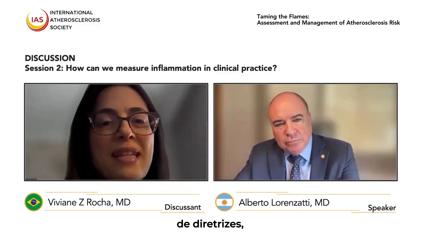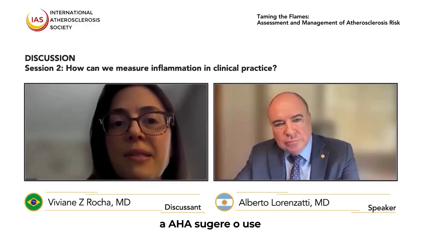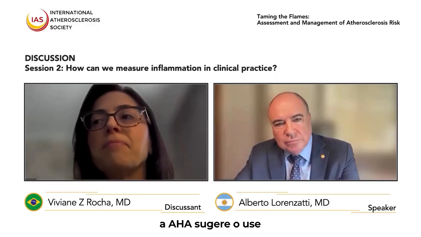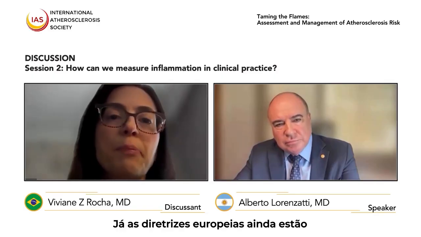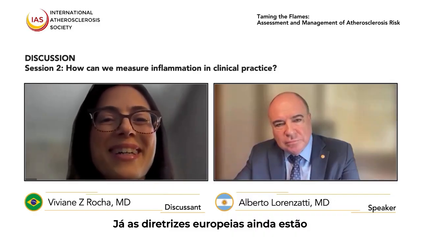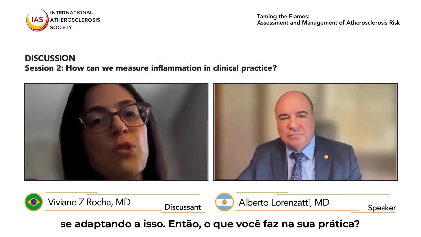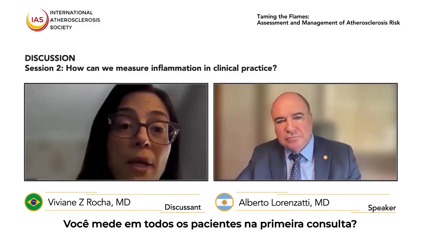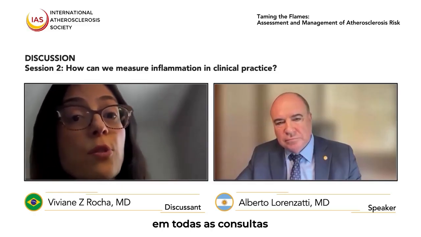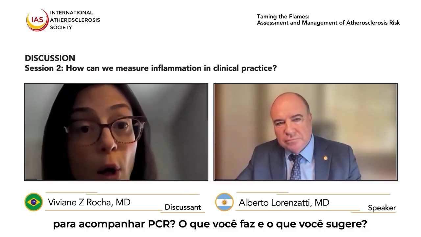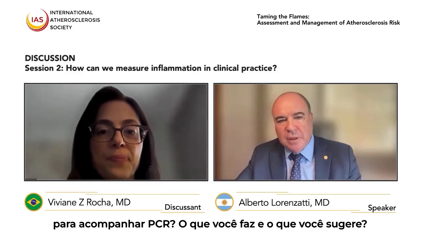Based on the differences in the guidelines, the AHA statement is now suggesting the use in primary and secondary prevention. The European guidelines are still getting used to it. So what do you do in your practice? Do you measure CRP in all patients at the first consultation, and in all the consultations to follow? What do you do and what do you suggest?